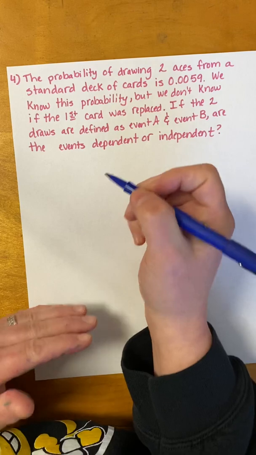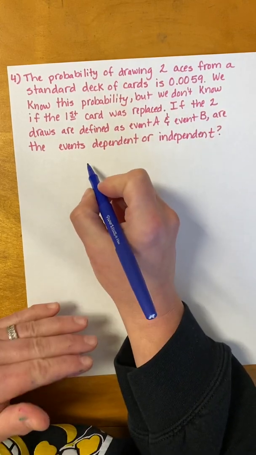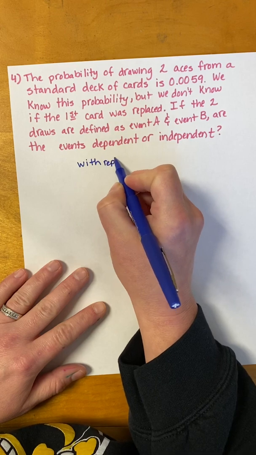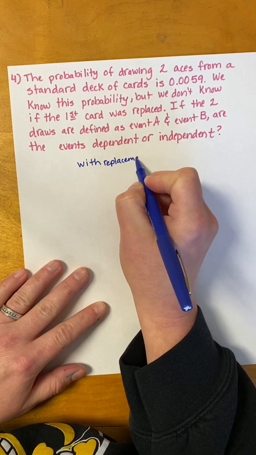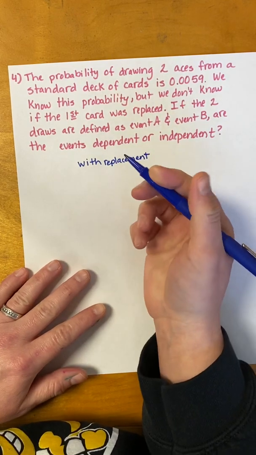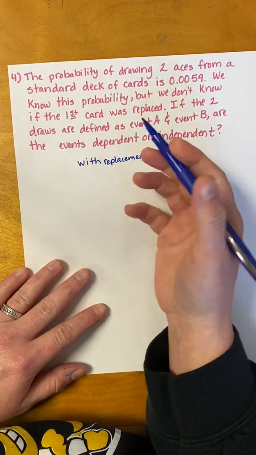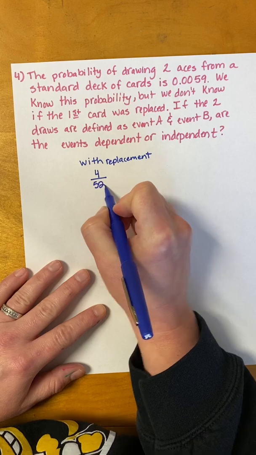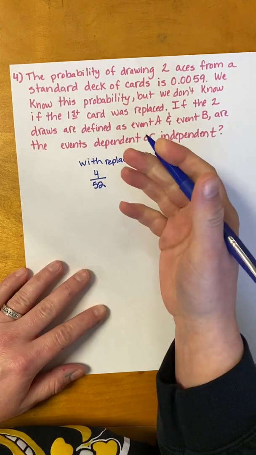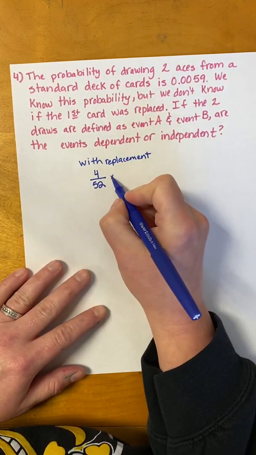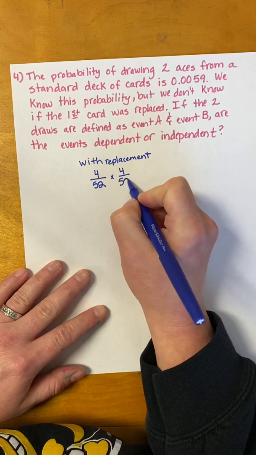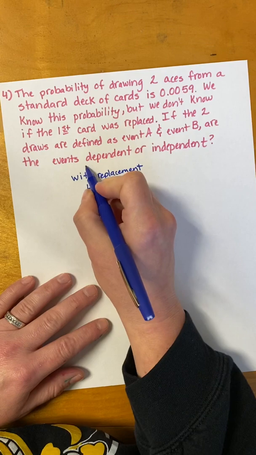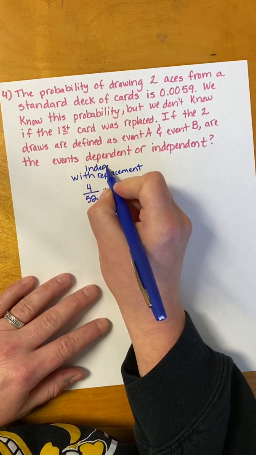So if you do the probability with replacement, then your probability of A and B would just be A times B. There's 4 aces and there's 52 cards in the deck. You put the card back, you draw again. There's 4 aces and 52 cards in the deck. And with replacement is independent. You didn't change anything.